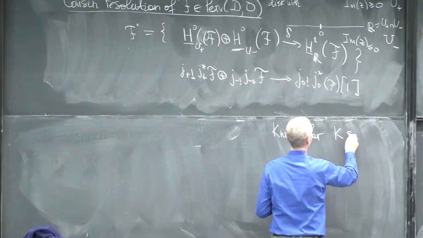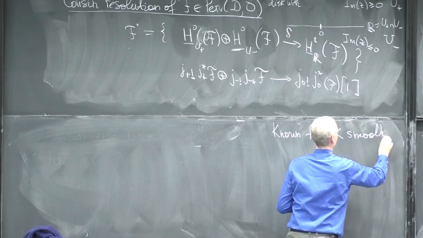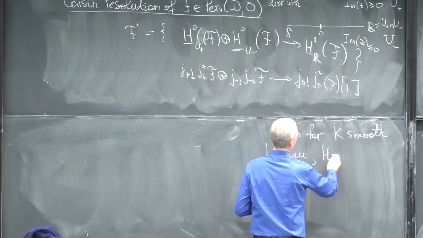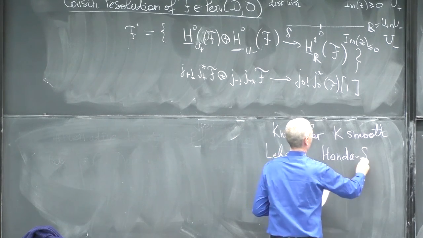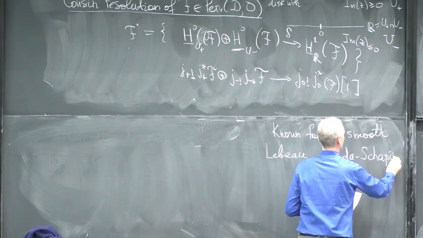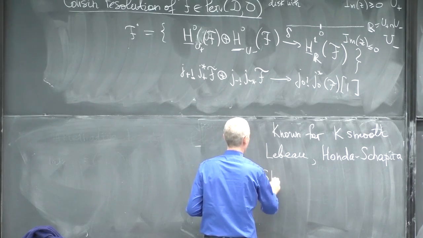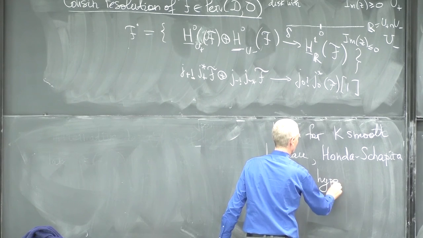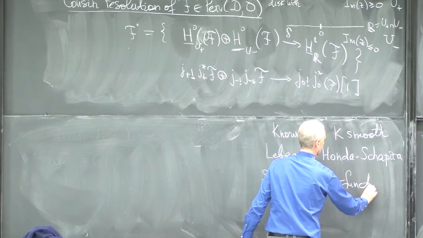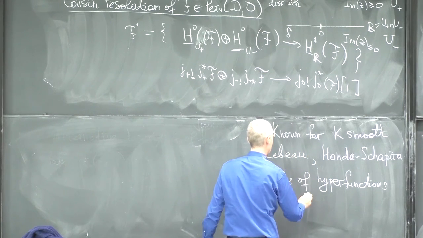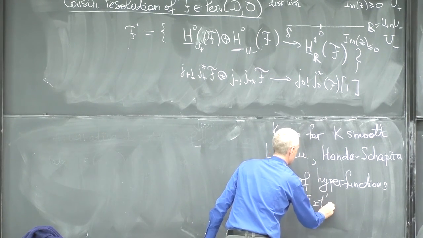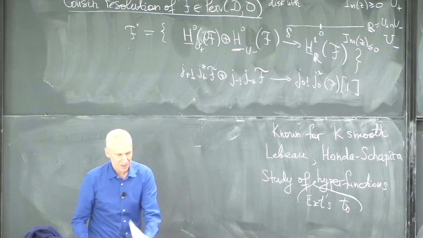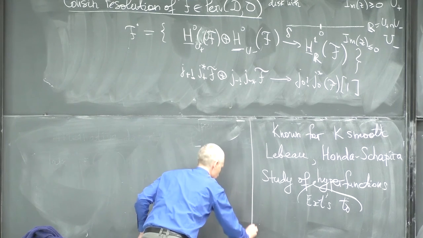It's known for K smooth. It follows from the work of Lebeau, a more general work of Honda and Kashiwara. Just a study of hyperfunctions. Study of Ext's to hyperfunctions. Let me maybe explain a little bit what is the role of hyperfunctions here.